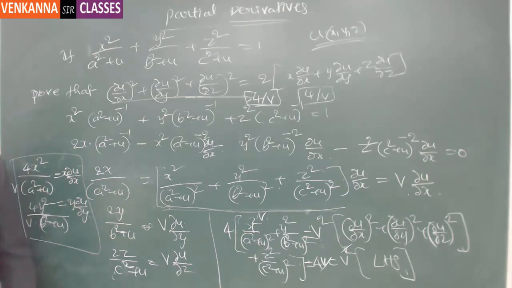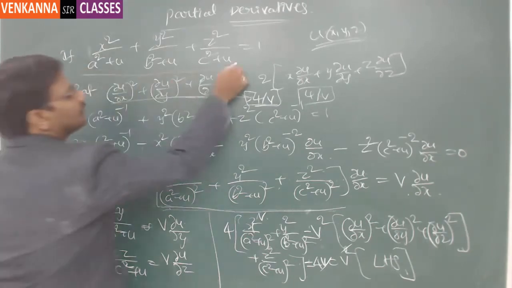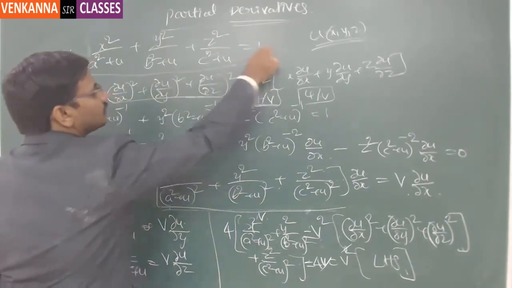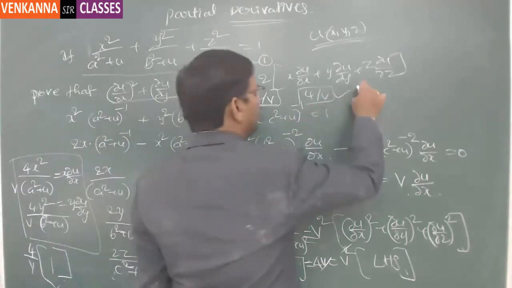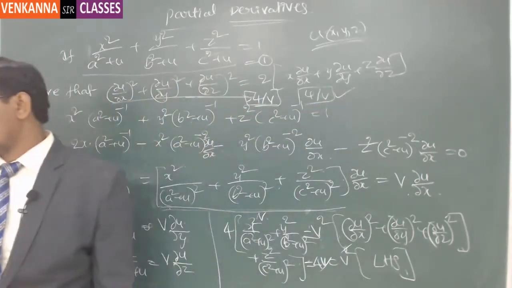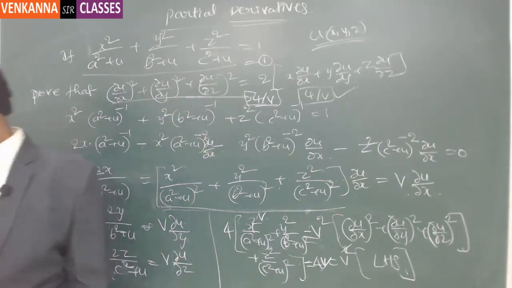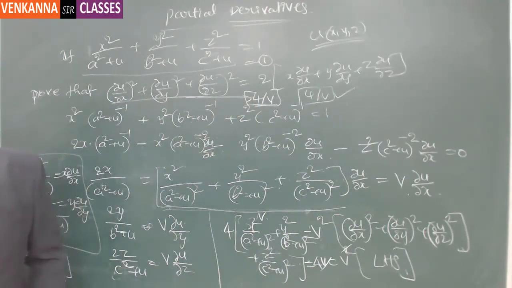So don't get confused here actually. So 4 by v is out, and whatever is left over is x square by a square plus u, y square by b square plus u, and z square by c square plus u, and all those things together. This is the kind of equation you are going to get. This you have to treat as one. So finally 4 by v into 1 you are going to get for the RHS. So that's why this will be 4 by v. Clear? I don't have any confusions in this. Do you have any confusions on this?